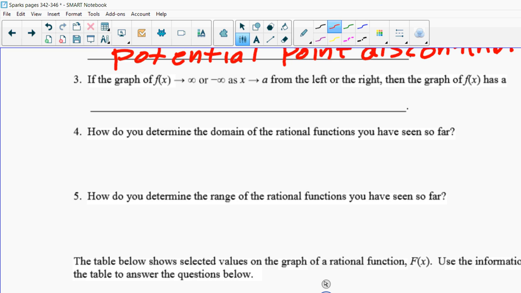If the graph approaches infinity or negative infinity, as x approaches some number, now x is not going to the ends, as x approaches some number, and the y values approach infinity or negative infinity, you got a vertical asymptote, right?